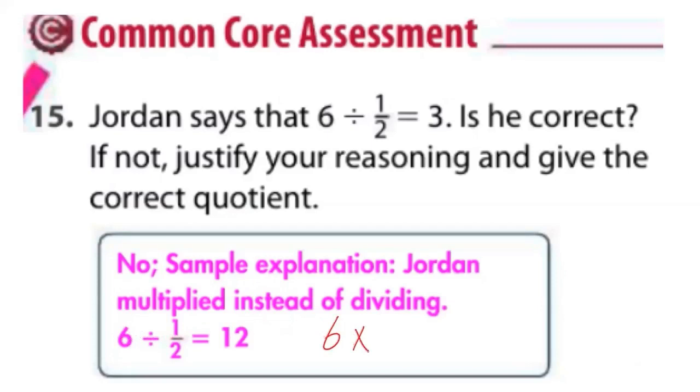Change the sign to multiplication. 1 over 2 will be 2 over 1. 2 over 1 equals 2. It will be 6 by 2 equals 12. Okay, so he is not correct.